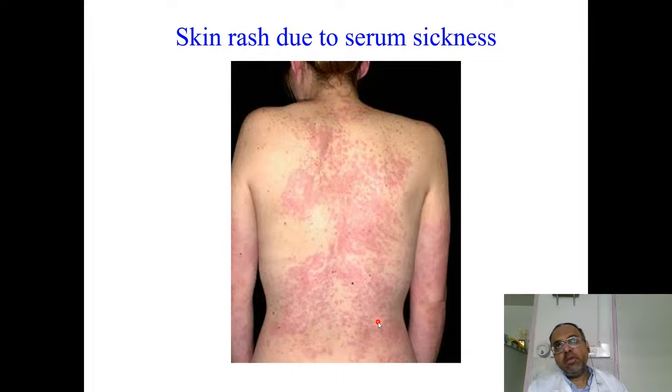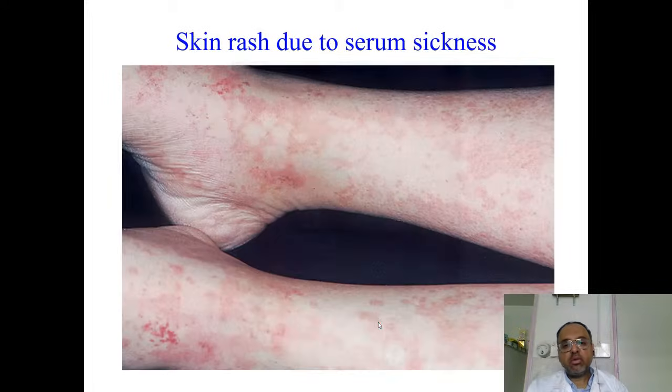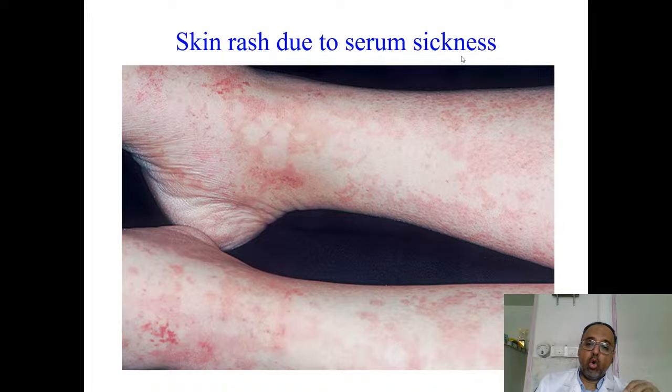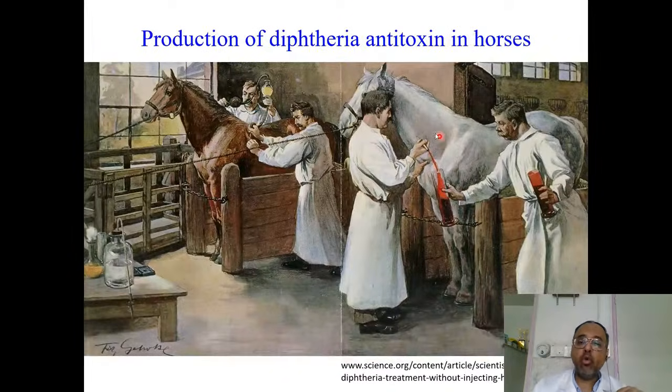And when people investigated the process, they recognized that these skin rashes, which were a part of what is called serum sickness, were because the horse serum contained a lot of horse proteins. So it contained antibodies, horse antibodies against the toxin. So that was the good part. But it also contained a lot of horse proteins. And those horse proteins were considered non-self by our immune system.